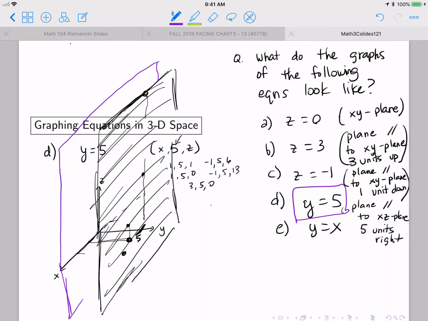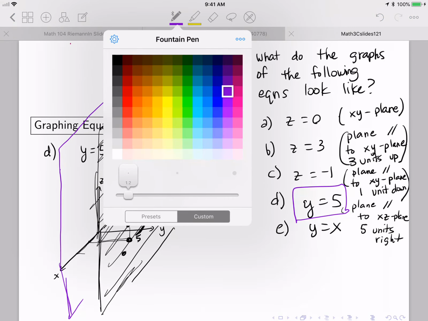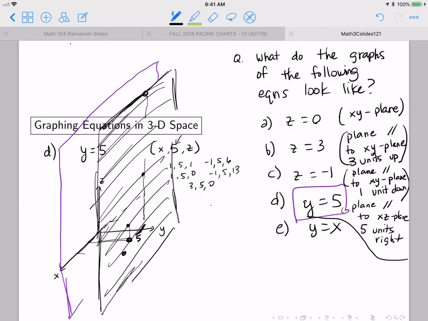Okay, the last thing we want to do is look at what about y equals x. So this is our last example here. We want to look at y equals x. What do we have for y equals x?